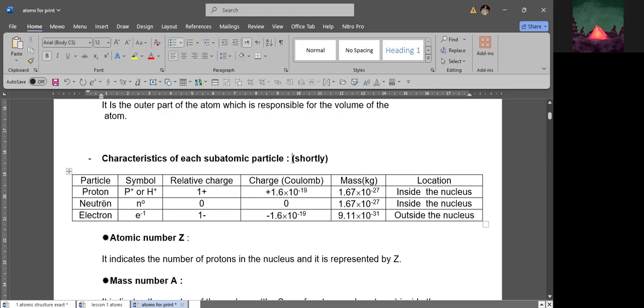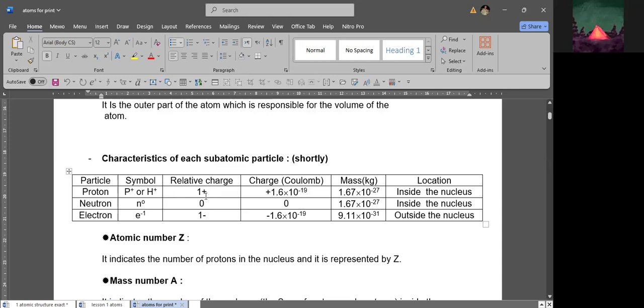Particle: we have proton, neutron, electron. Symbol: P plus or H plus, neutron N or N0, electron E minus. Relative charge: proton 1 plus, neutron 0, electron 1 minus. These are the relative charges.